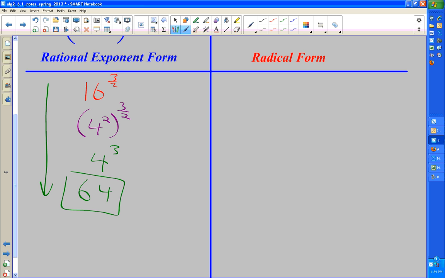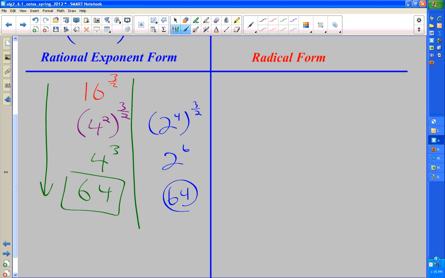What else could I have done with this 16? What's another way to write 16? Better known as 2 to the 4th. So we could have gone with 2 to the 4th to the 3 halves. When we multiply exponents here, what will that give you? 2 to the 6th, also 64. Again, powers of 2 happen all the time. If you know your powers of 2, you're going to be in a great place.